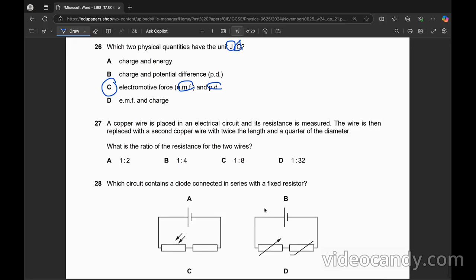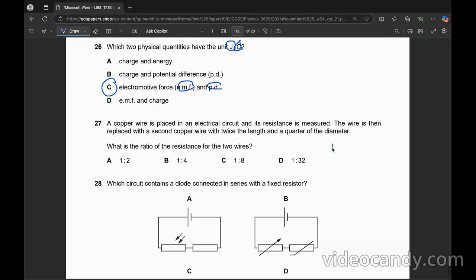If it's through a single component, then you're talking about potential difference. So 27. A copper wire is placed in an electrical circuit and its resistance is measured. The wire is then replaced with a second copper wire with twice the length and a quarter of the diameter. What is the ratio of the resistance of the two wires? So I hope you know the equation for this. But you don't really have to learn the equation, you have to know the relationship, right?